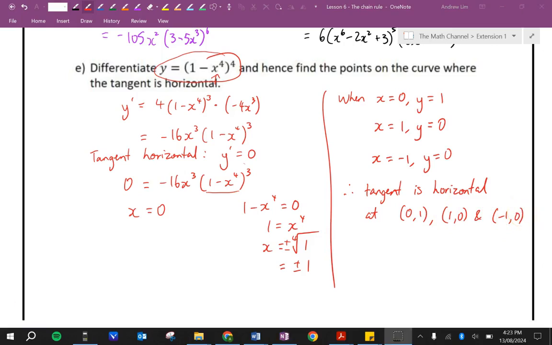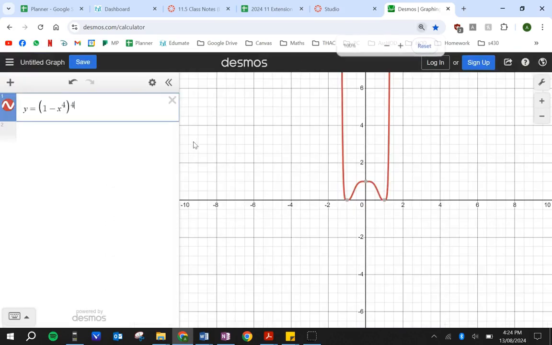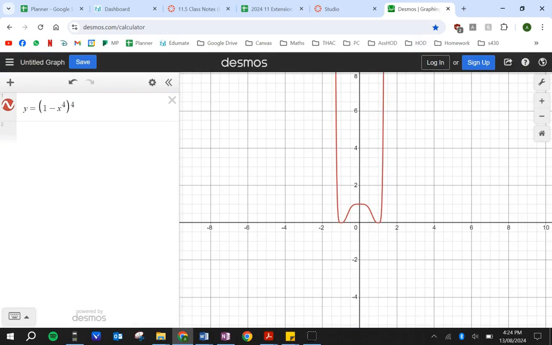So let's just double check this on Desmos to make sure that we did this correctly. So we have y is equal to, I think it was 1 minus x to the power 4, to the power 4. Alright, there we go. So we can see here at minus 1, 0, at 0, 1, and at 1, 0, if we were to draw the tangents at each of these points, we would be drawing a horizontal line. Okay, the gradient will be 0.